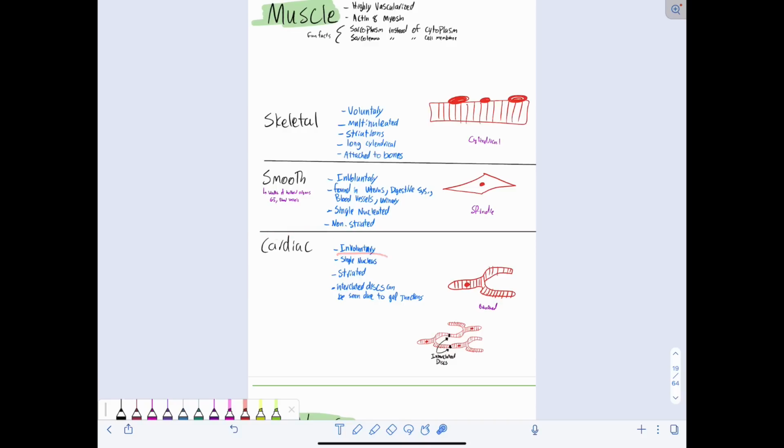And it's involuntary. It is single, sometimes uni or dinucleated, I guess. But for our purposes, we stick with one nucleus, okay? It is striated, so these are the striations you see on him. And it has this special thing. He's the only one that has this thing called intercalated discs.